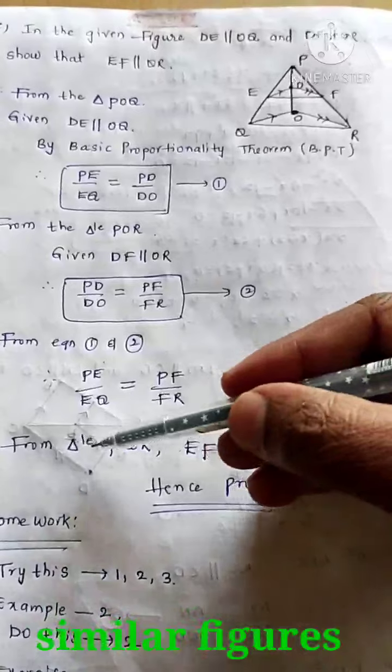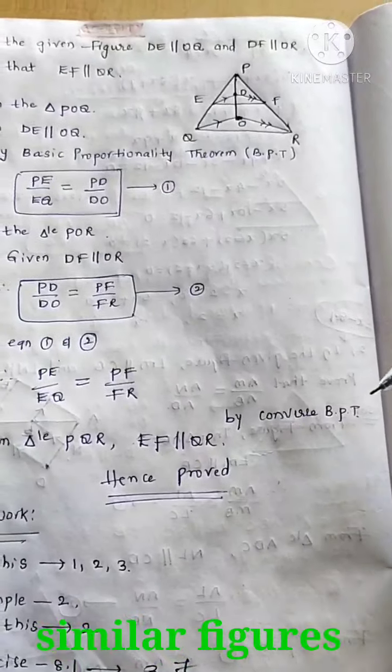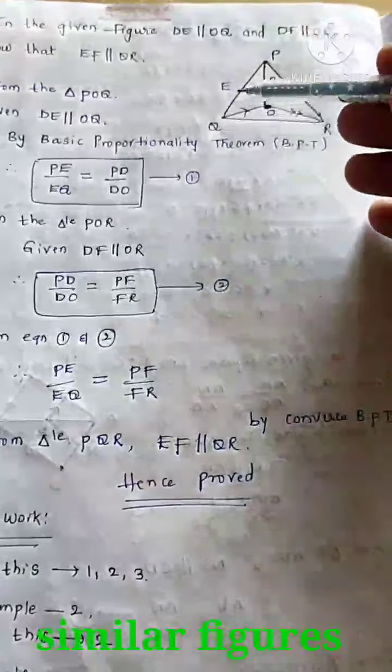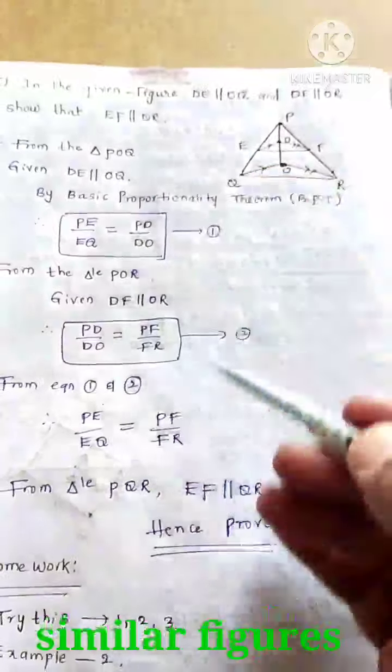Observe. From the triangle PQR, by this condition, by the converse of the basic proportionality theorem, if two sides are proportional, then definitely EF is parallel to QR by the diagram. Therefore, our proof is completed.